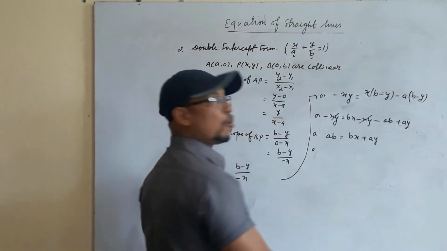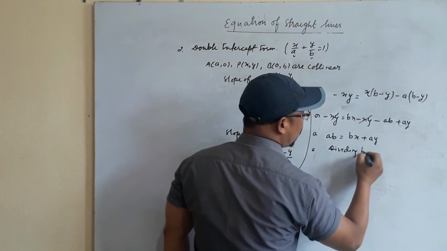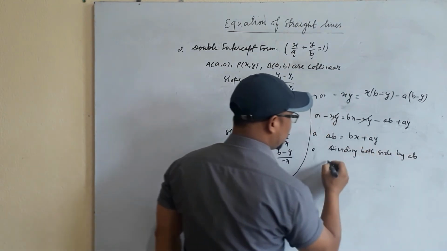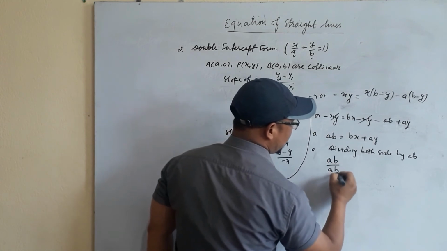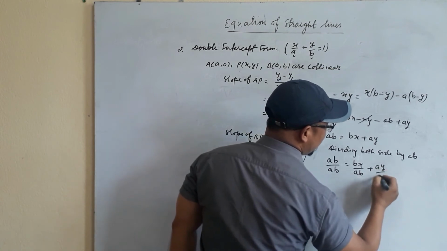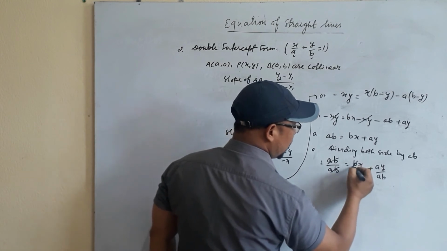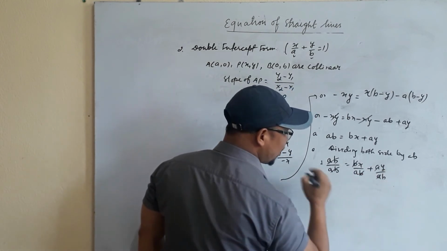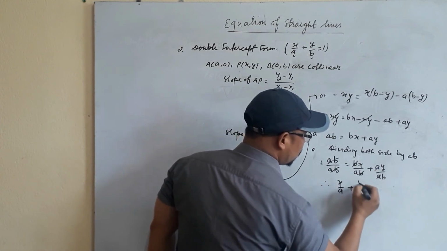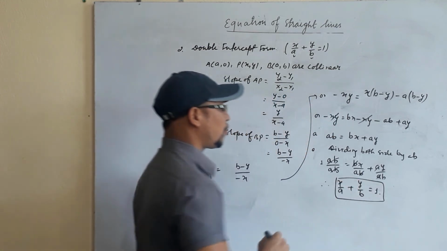Now let us divide both sides by ab. Now what do you get? Now you get ab by ab. This is bx by ab plus this is ay by ab. Now let's cancel it. Here ab cancels, so there is 1. Here b cancels. Here a cancels. Now finally what would you get? This is x by a plus y by b equals 1. So this is our required equation of the straight line.